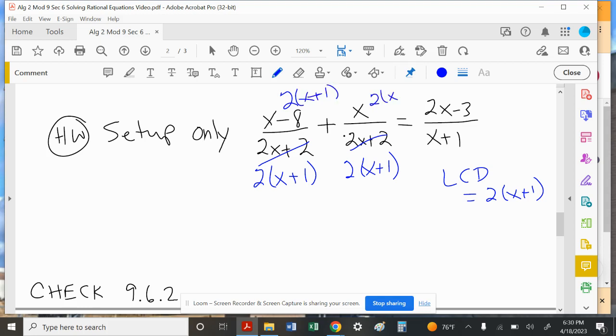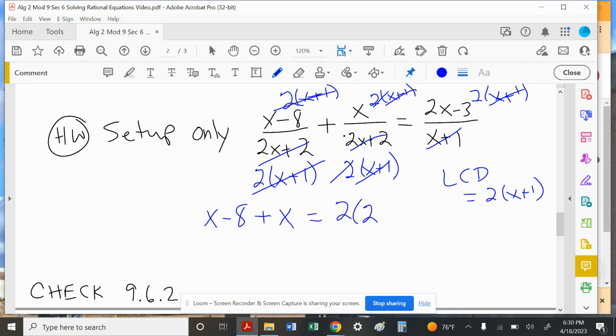So 2 times x plus 1 and 2 times x plus 1. And notice, of course, the x plus 1's cancel, and so do the 2's. The whole thing cancels there, just like the last one. So I have x minus 8 plus x equals 2 times 2x minus 3. That's where that 2 comes from over there. So I have 2x minus 8 equals 4x minus 6.